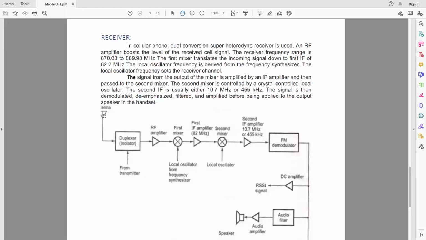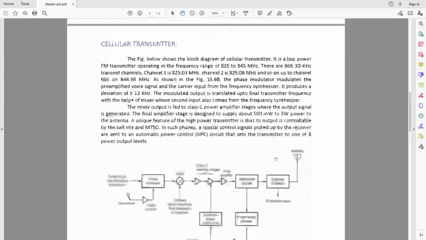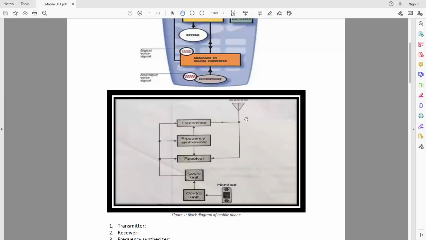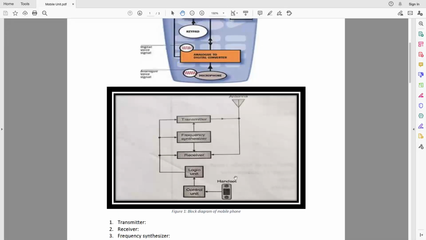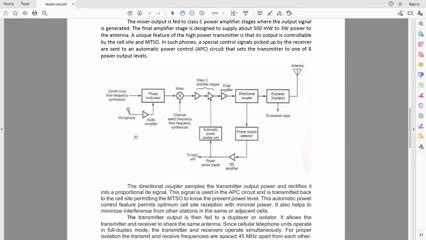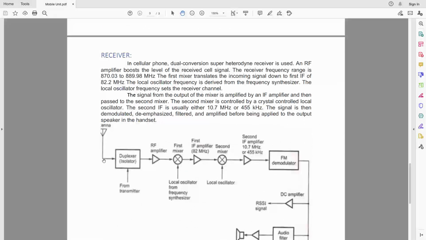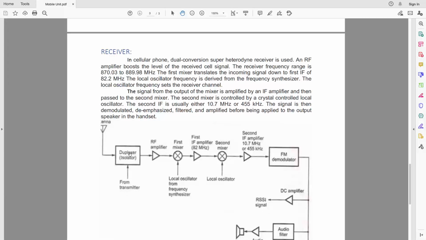Okay, so at first the signal from the antenna is applied to a duplexer. We have just seen the function of the duplexer. A duplexer is a switch which connects the antenna to either the transmitter or the receiver. So the received signal is first connected to the duplexer. What is the function of the duplexer? It switches either the received signal or the transmitted signal to the antenna. That's why the received signal is connected with the help of the duplexer to the receiving elements.